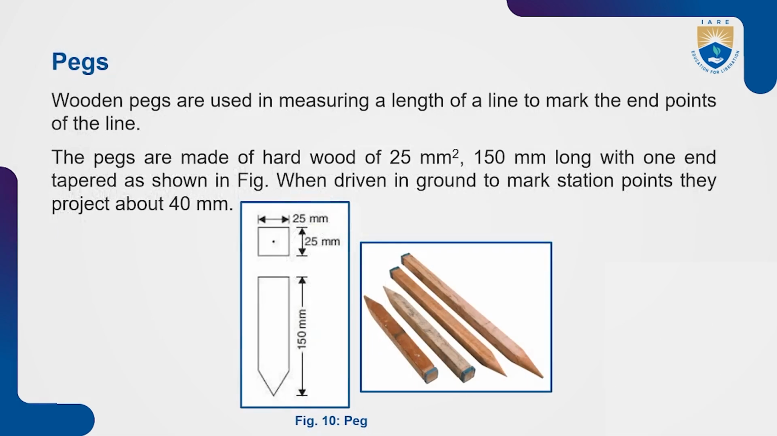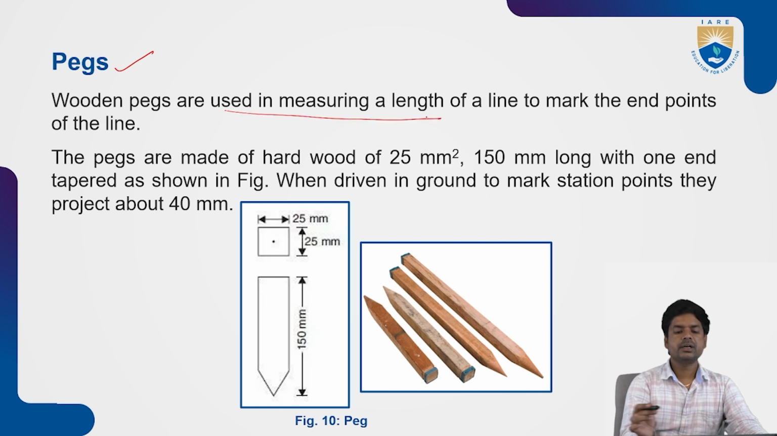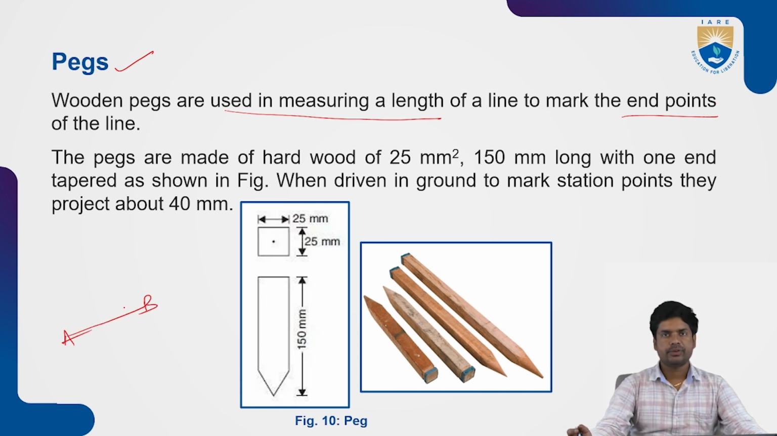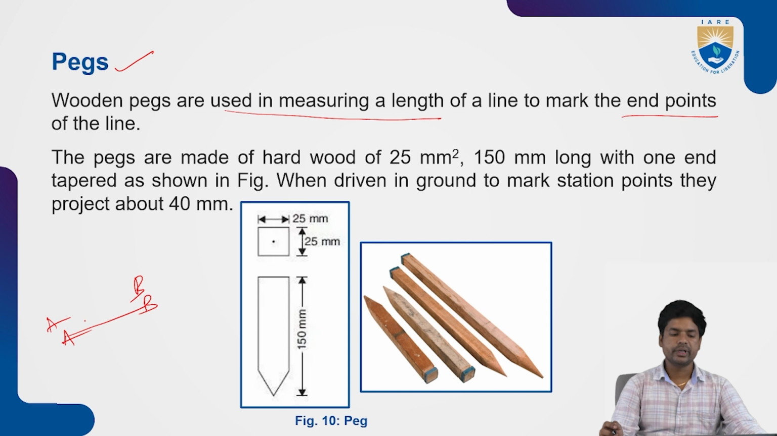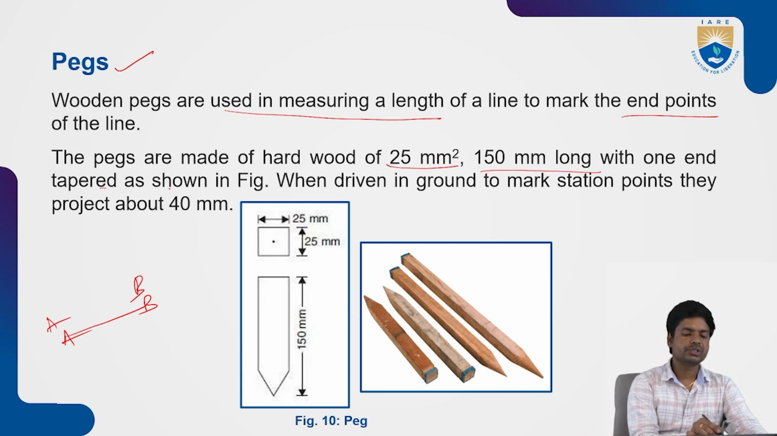This is the arrow, and next one, peg. Wooden pegs are used in measuring the length of a line to mark the end points of the line. While measuring lengths from one point to another, we use a chain, and if we want to mark these end points after measuring, we use pegs. The pegs are made of hardwood of 25 mm square and 150 mm long, with one end tapered as shown in the figure.